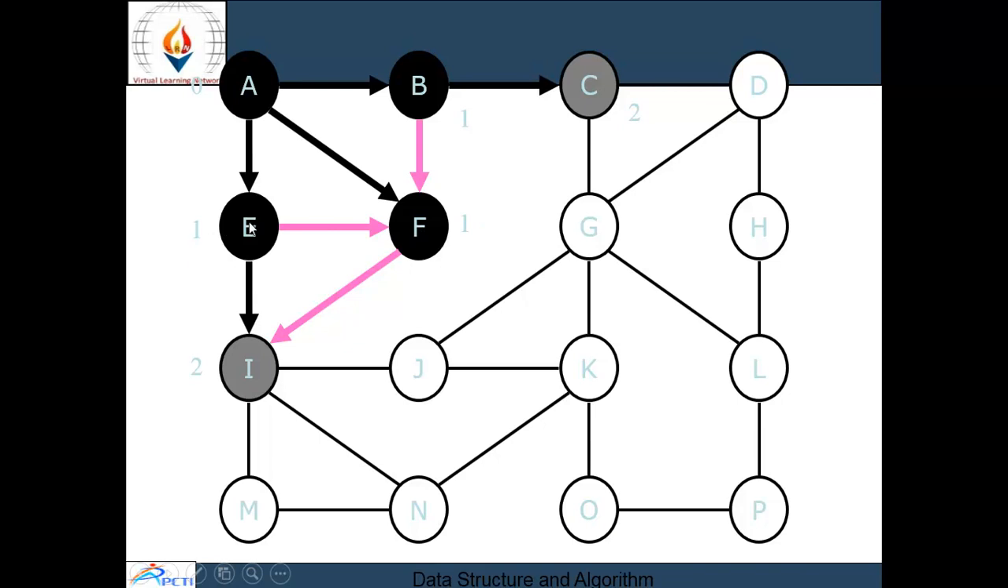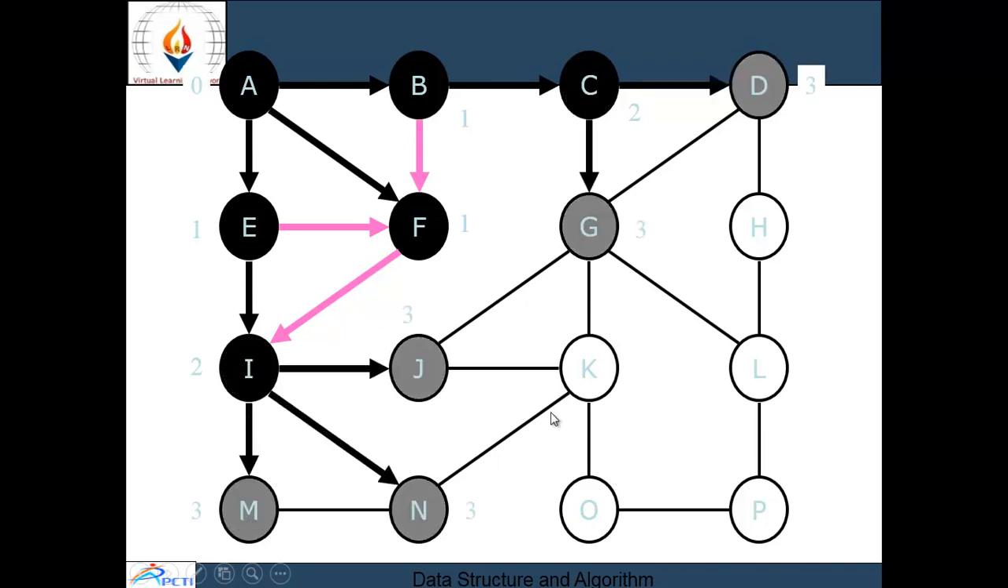Similarly, I is also the adjacent of E, and F is also the adjacent of E. Now, F is already discovered, so after exploring I, E will be colored black. Now, we have to find out the adjacent nodes of C and I. D and G are adjacent of C, and J and M are adjacent of I. You can see here, the adjacent of I will be colored grey, and the adjacent of C is also colored grey, and C and I are converted into black color.